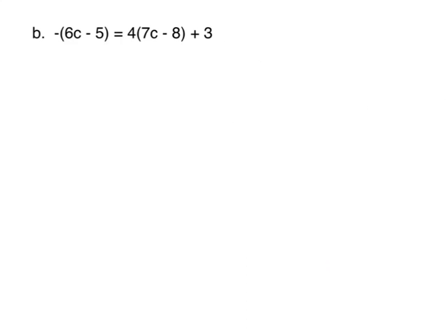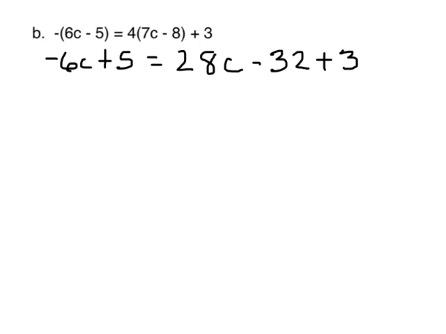Alright, next problem. Now here I have variables on both sides, and I've got some distributive property to do on both sides, so let's go ahead and do that. Here on this left-hand side, you see this negative sign. This negative sign is going to apply to both terms here, and what it's going to do is change the sign of both of them, and that's really all it's going to do because it's like negative 1. So we're going to have now negative 6C and positive 5 equals 4 times 7C is 28C, and 4 times negative 8 is negative 32 plus 3.